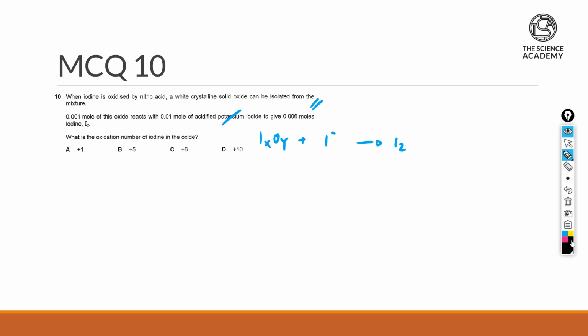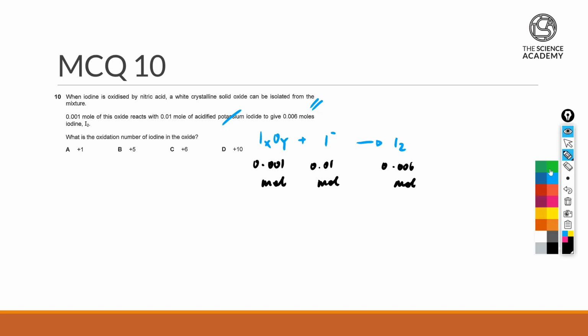So the mole itself was for the crystalline oxide to be at 0.001 mole. For I-, it comes in at 0.01 mole. And for iodine, it comes at 0.006 mole. Now you can use the mole given to you to try to find out the coefficient. And with that, you will find that the coefficient in front of IxOy is 1. For iodide, that's going to be 10 parts. And for iodine, that is going to be 6 parts from there.